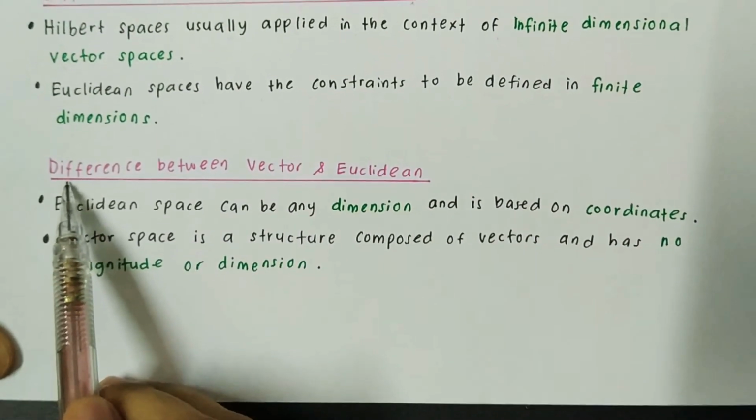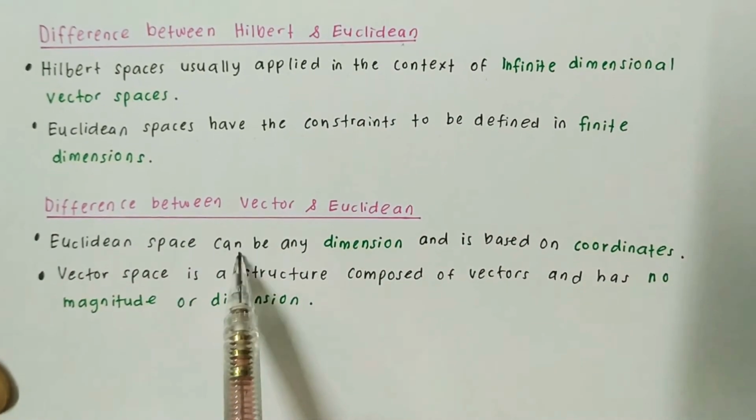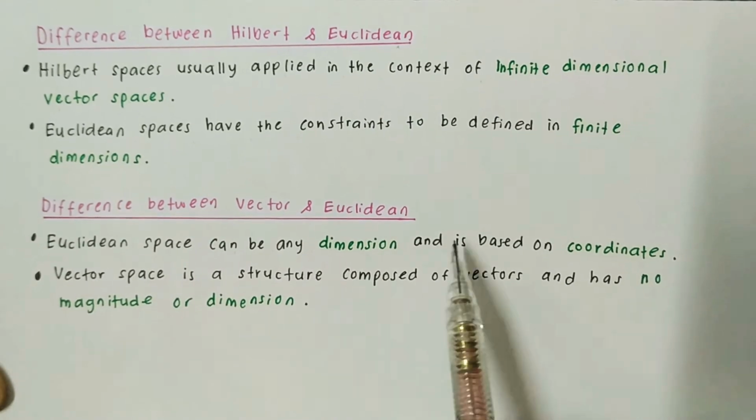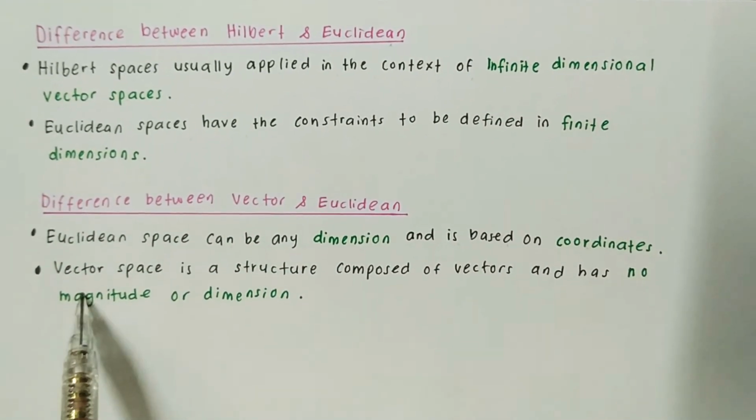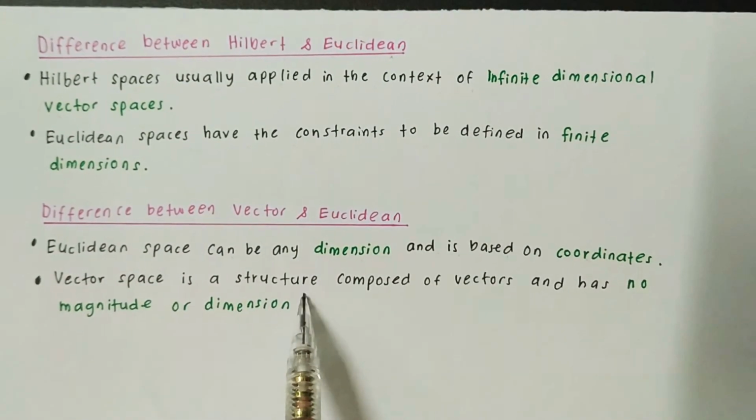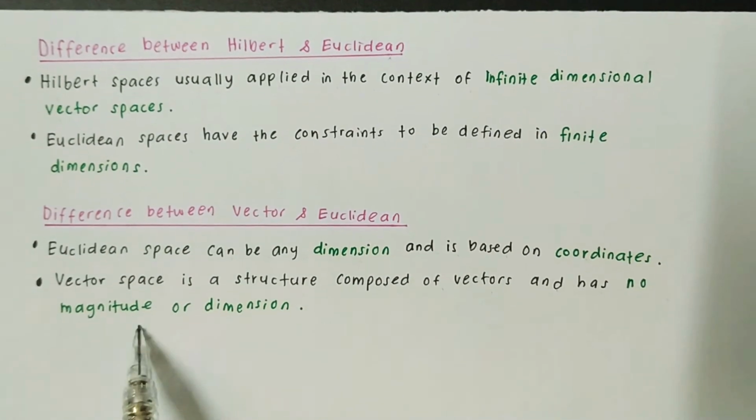Next is the difference between vector and Euclidean. Euclidean space can be any dimension and is based on coordinates. Vector space is a structure composed of vectors and has no magnitude or dimension.